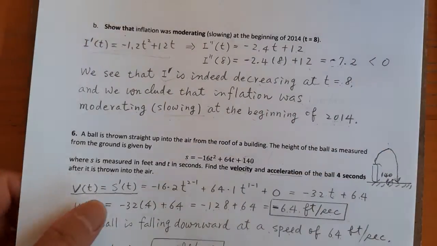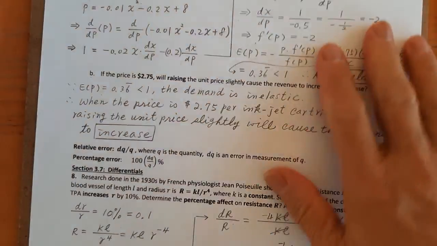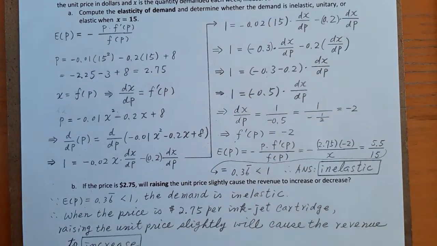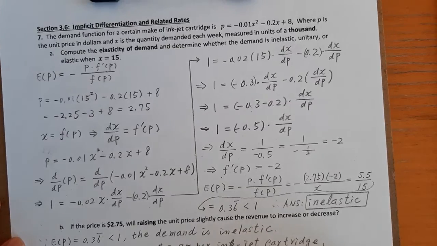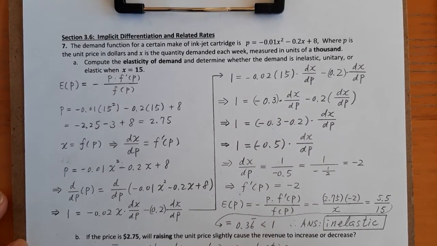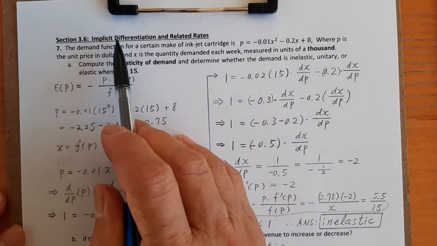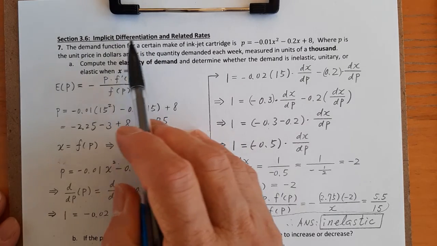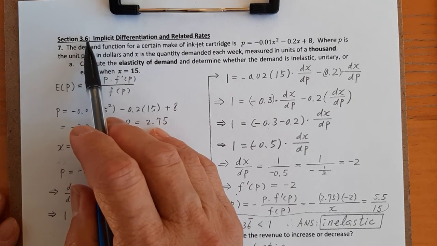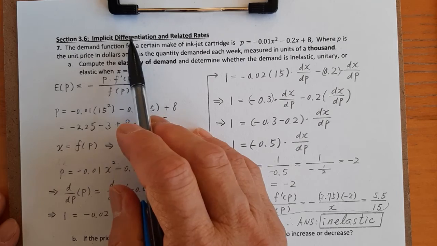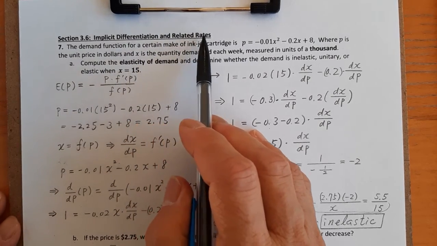Then the next one, question 7. Question 7 is implicit differentiation, section 3.6: implicit differentiation and related rates.